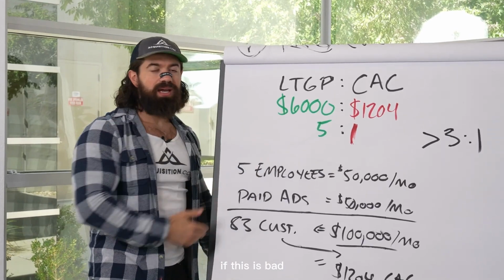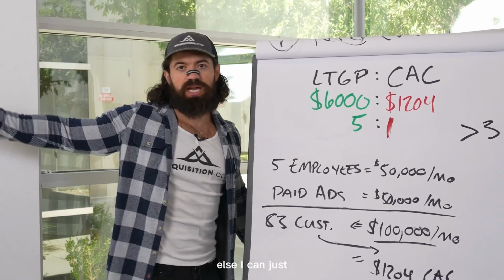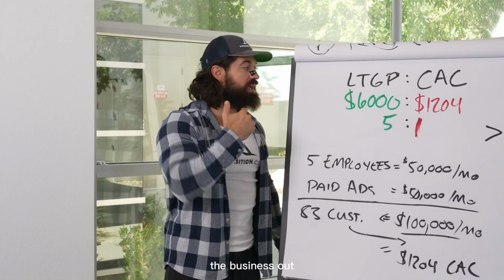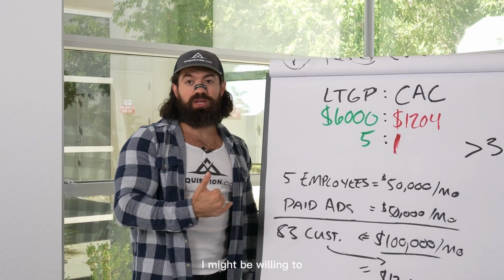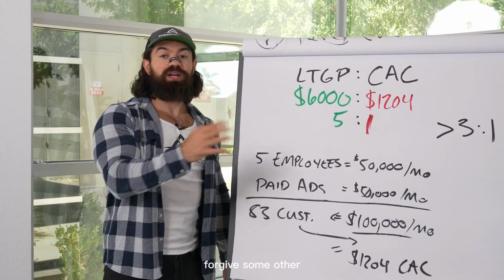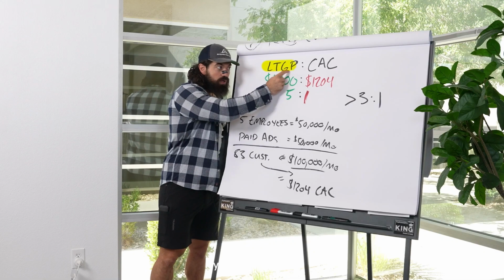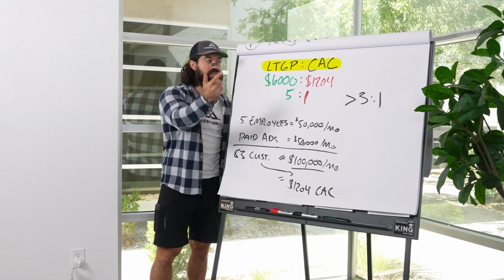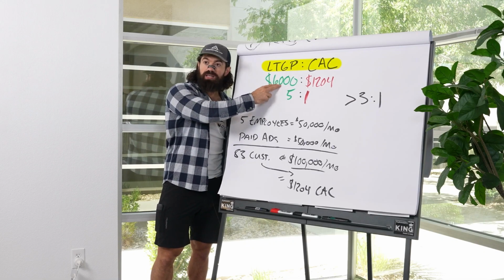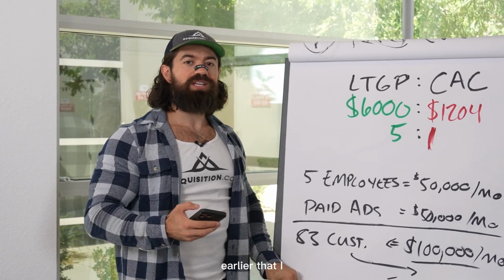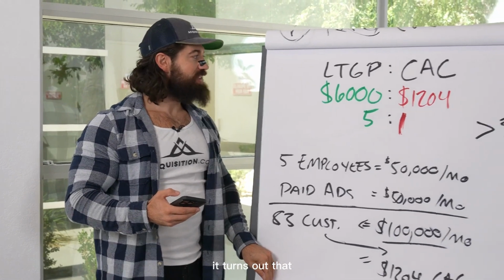If this is bad, I don't need to look at anything else. I can just automatically toss the business out. And if this is exceptional, I might be willing to overlook or forgive some other metrics that are coming down the line that aren't as strong. But if you don't know these numbers in a business that you're buying or investing in, or a business that you own, find them out. So I told you earlier that I was going to give you 7. Well, it turns out that that was 3 of them, because the ratio is 1, gross profit is another, and CAC is another. So we covered 3.